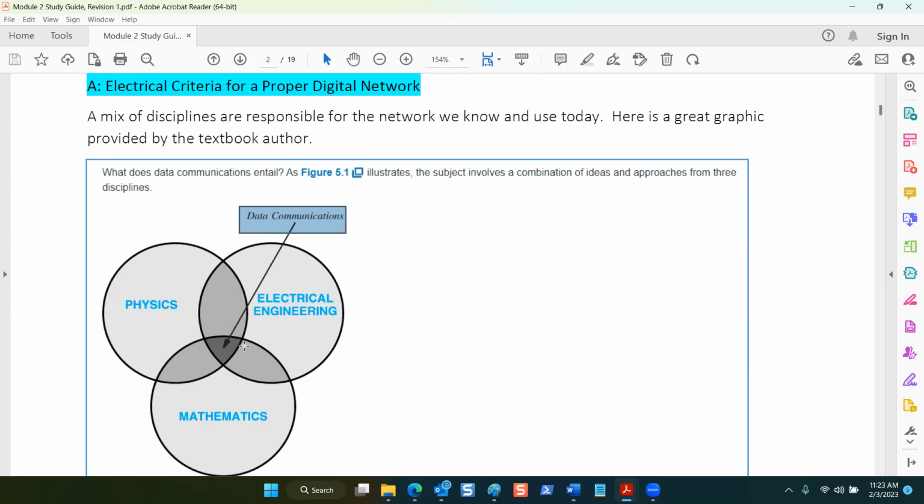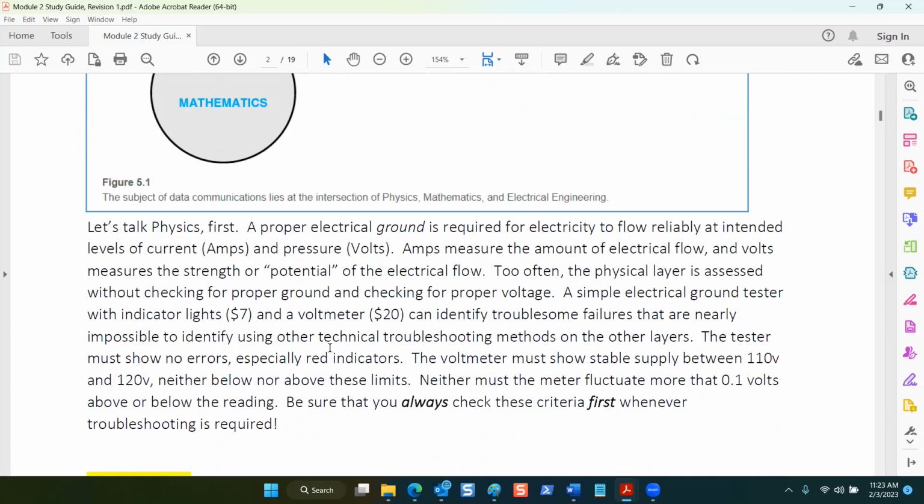All three disciplines lay claim to contributions that have changed our lives. And the world we live in right now, as we know it, would simply not exist except for these pioneers. Just want to call that out. Now let's talk physics first, okay?